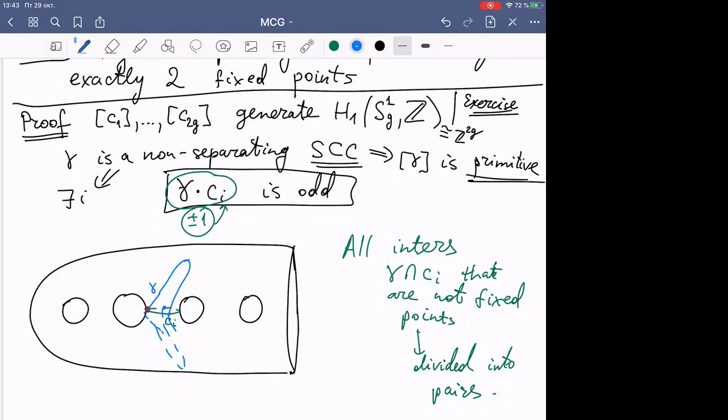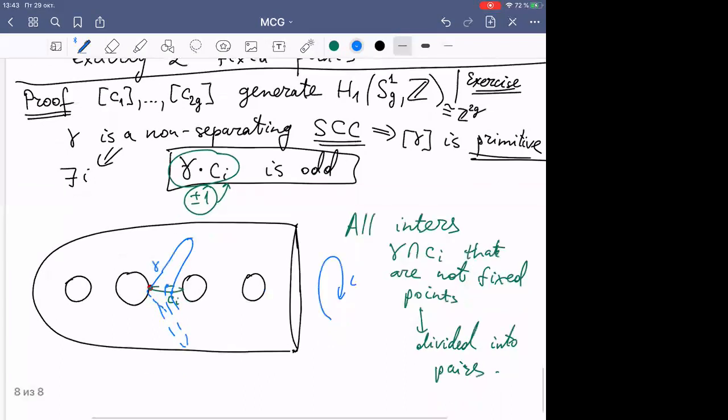The set of intersections is taken to itself by the involution iota. Hence, except for fixed points, we have an even number of intersection points.